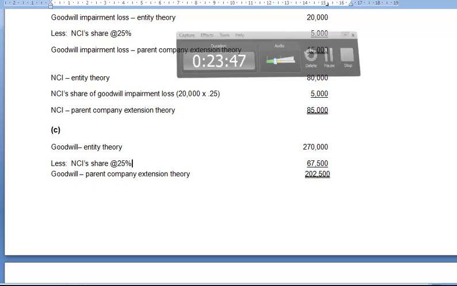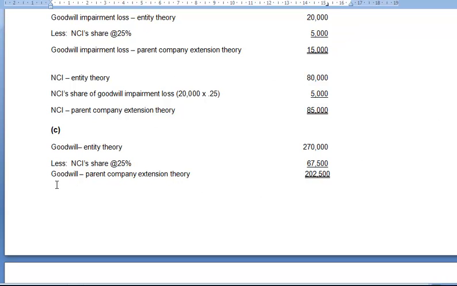Now, the other way you might want to think about this, some students might say, well, what I could do here, and you can, is you might turn around and say, well, if I know that the goodwill is 270,000 under the entity theory, then I'm just going to pick up 75% of it, or the parent's share, right? That will also give you 2025. All they've done here is take out the NCI share to show you what's left for the parent, right? Goodwill under the parent company extension theory.